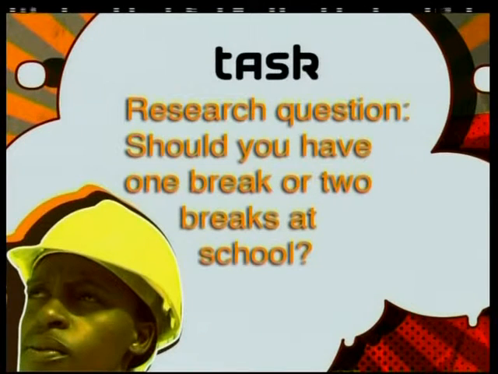You could use the lesson to help your learners identify what data they will need for a research project. They also need to decide what methods to use for collecting the data. For the task, your learners could consider the question, should your school have 1 break or 2 breaks? You may need to structure and mediate their discussion.